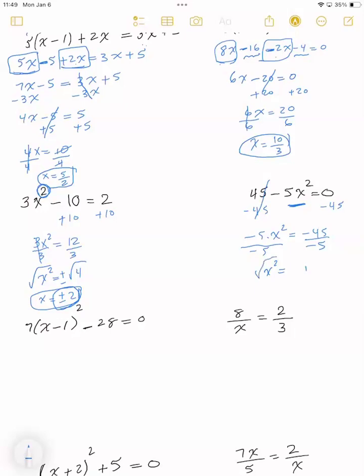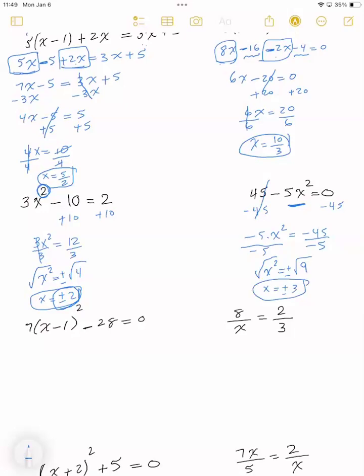We put a radical here and a radical here with positive negative. This is going to be x. The square root of 9 is 3. Positive negative 3 is the solution.